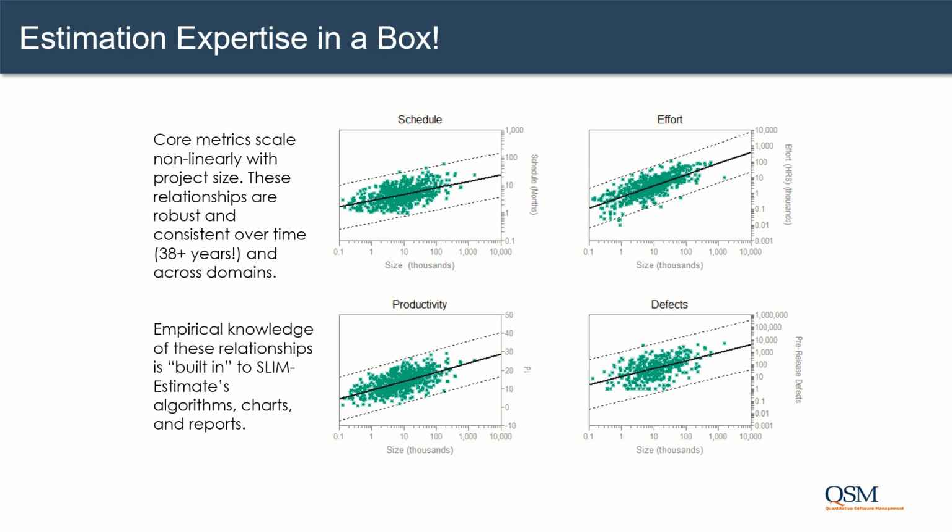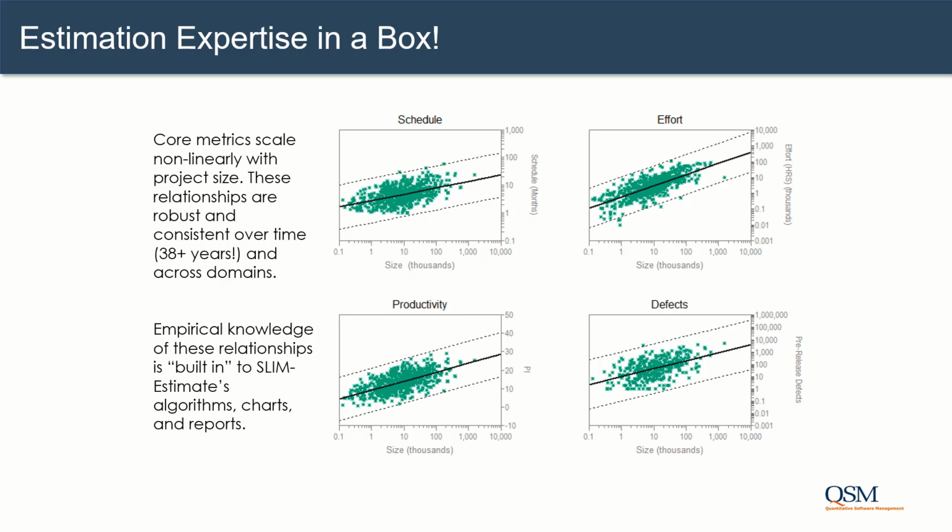SLIM provides objective, expert judgment in a box. QSM Industry Database and Trends supplies major inputs of those core metrics, and it's used to validate the reasonableness of the estimate. QSM has a global database of completed projects, over 13,000, collected from clients in industry. SLIM ships with 17 trend groups, including system software, agile, package implementation, government, and finance.